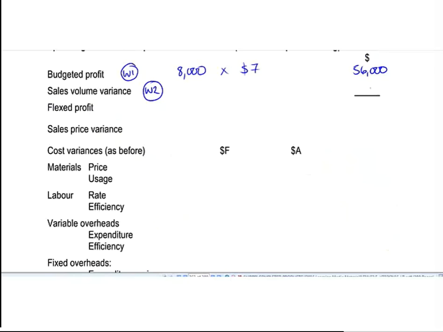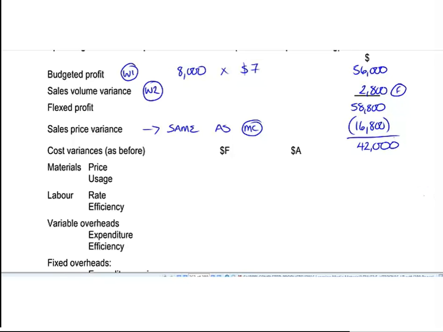Okay, so if we go back onto the operating statement and add in that sales volume variance, which we said was 2,800 favourable, I'm going to add that onto my budgeted profit to give me a flex profit figure of 58,800. Okay, we then take in the sales price variance. The sales price variance is exactly the same as what we've seen in our marginal costing, so there's no change here, so we can just bring that in, and we had an adverse sales price variance of 16,800. If we deduct that, it gives us an adjusted flexed profit figure of 42,000.